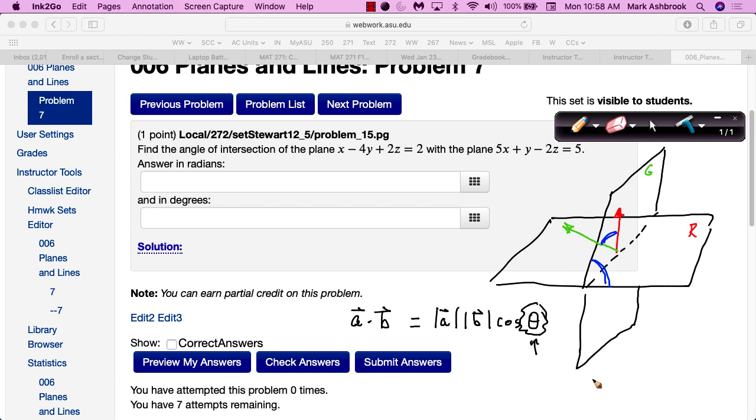So we use the two ways of computing the dot product by setting those equal. That allows us to solve for the angle.